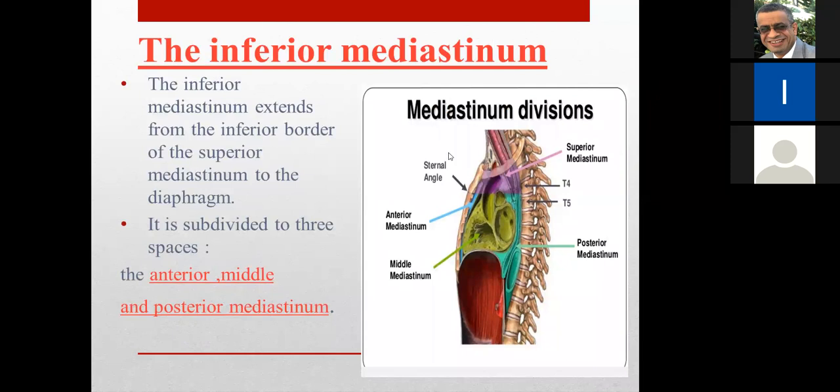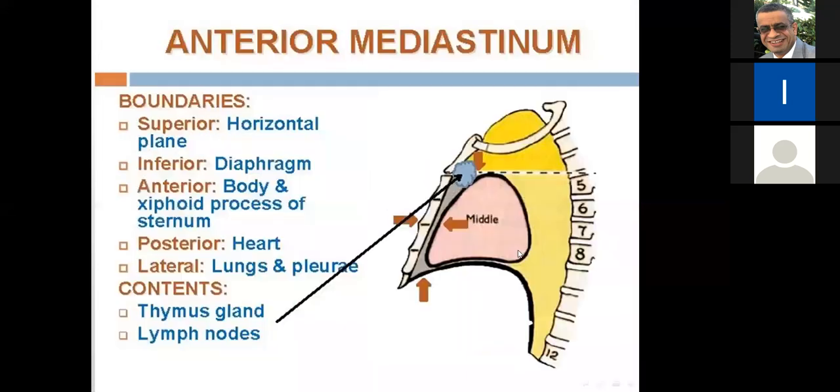The inferior mediastinum is divided into anterior, middle, and posterior. The anterior mediastinum, this is the anterior mediastinum, is bounded superiorly by the horizontal plane. Anteriorly, it is bounded by the body and xiphoid process of the sternum. Posteriorly, it is bounded by the heart, inferiorly by the diaphragm. It contains the thymus gland, the mammary vessels, and the lymph nodes.